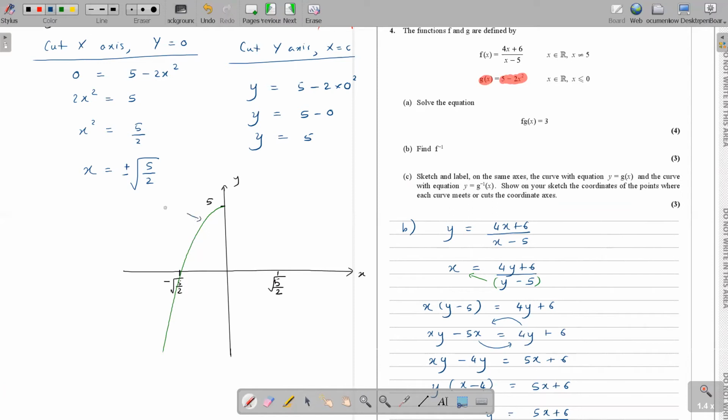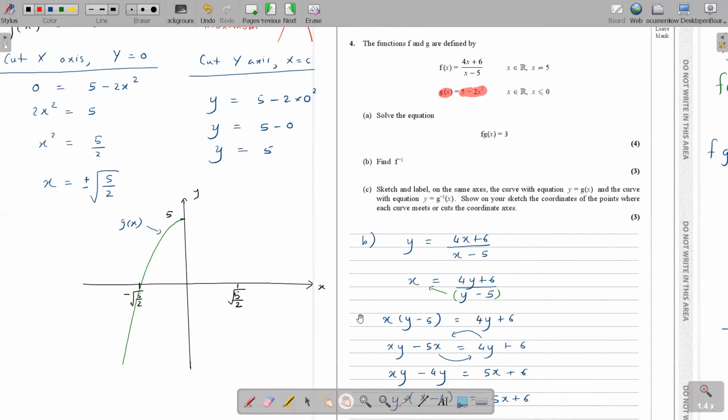And now what do they want us to do? They want you to also draw the g inverse. Show on your sketch the coordinates of the points where each curve meets or cuts the coordinate axis. So I've drawn this. Now, to draw g inverse, what's the trick of drawing an inverse function without going through a lot of trouble? The easiest way to draw the inverse function is reflection on the line y equals x. So you reflect g(x) on y equals x to get g inverse.